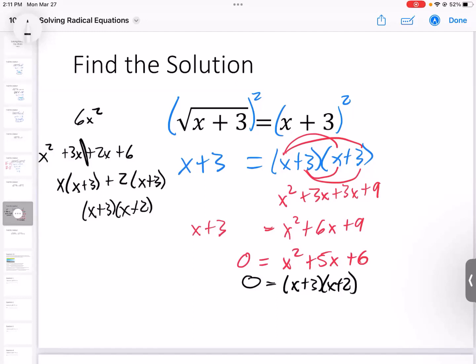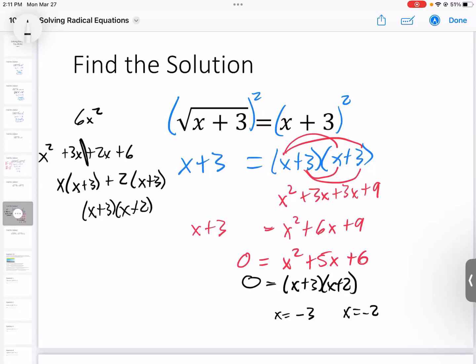And when I look at this, what does that mean my possible solutions are? Perfect. Yep, I have x equals -3 and x equals -2. So then I have to go back and check and make sure that these two solutions really work, because sometimes they won't. So I say -3.